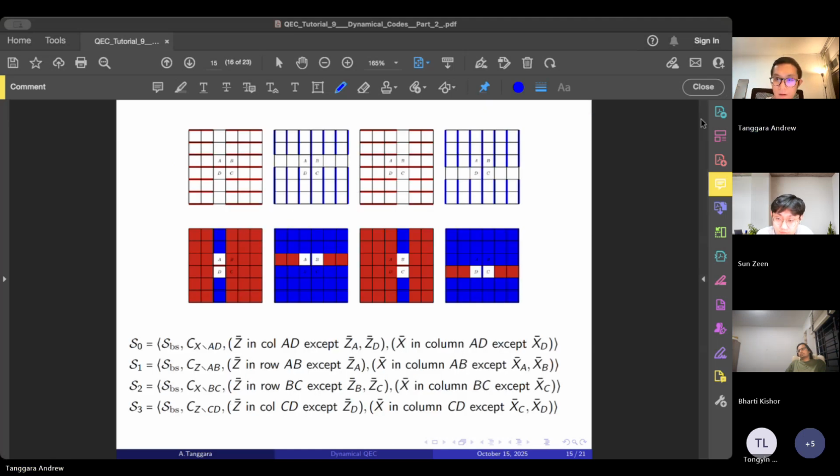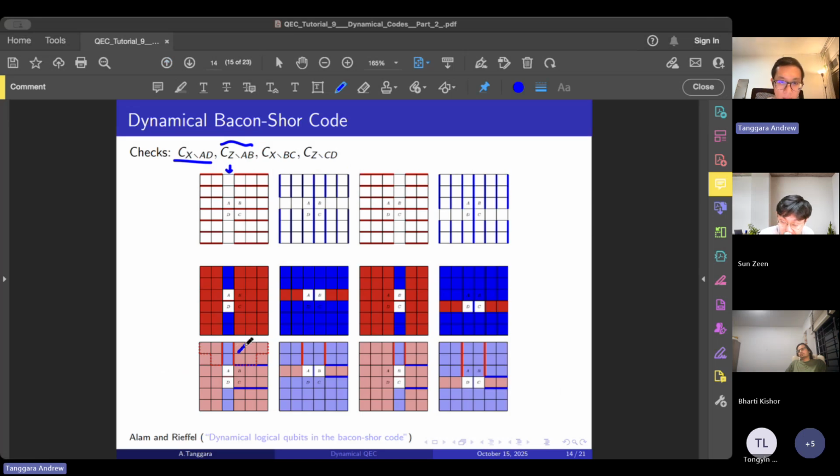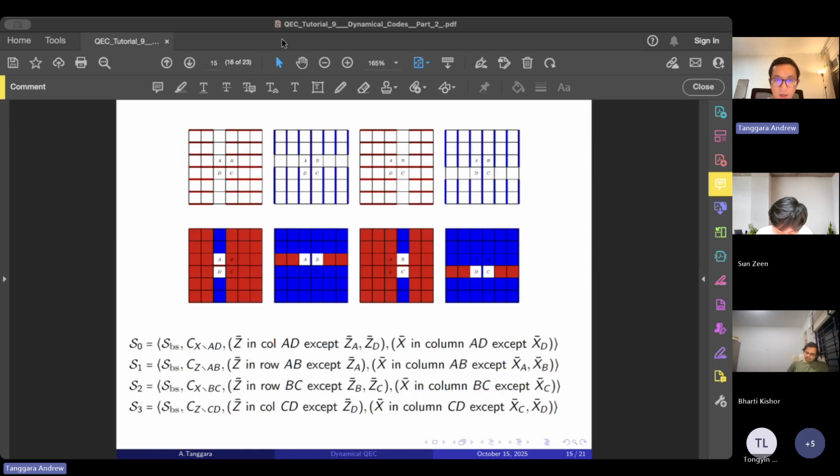Oops, go back. Yeah, so these two red lines: this is kind of like logical X, and this is the logical Z. And then if I do this second check measurement, then it's going to change. So it's going to shift to this form, and it's going to keep changing. And we'll see in the next slide how the stabilizers and logical operators change.